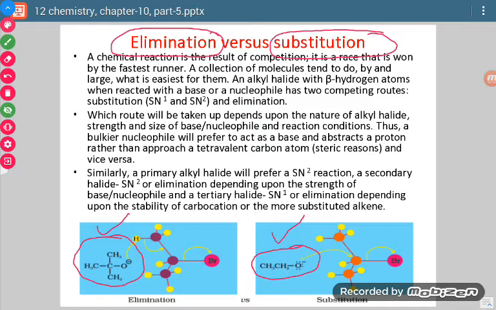But in case of a bulkier group, when there is a bulkier group which is going to get attached with alkyl halide, then what will happen? Then there will be SN1 mechanism. First of all, that particular alkyl halide will provide a proton. It will undergo formation of carbocation, and so there will be elimination reaction because that will be preferred. Okay, so what we can say?